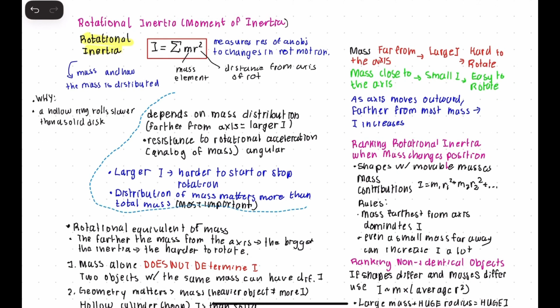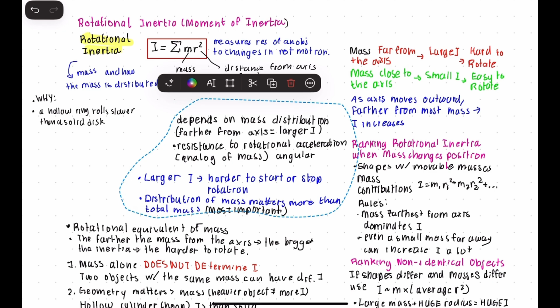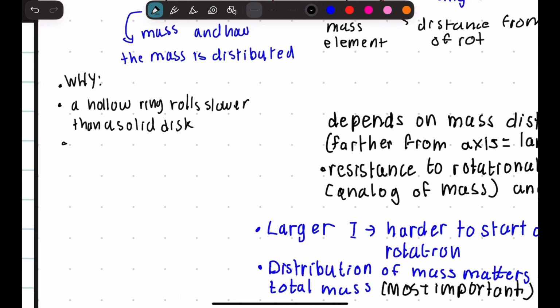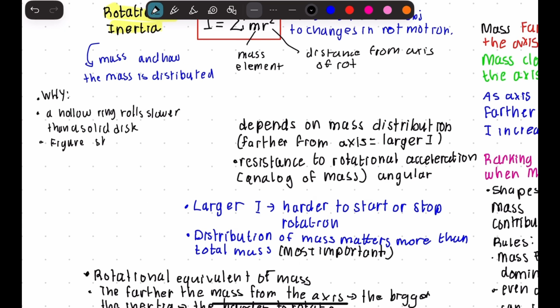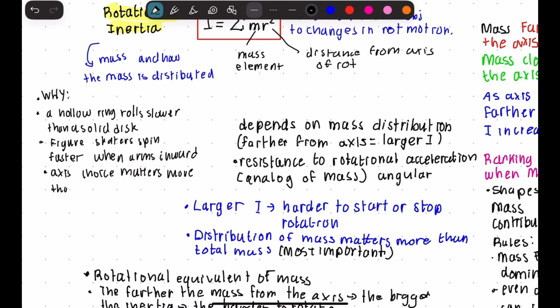Let's actually move these over a bit. And also this explains why figure skaters famously spin faster when arms are inward. And this is why axis choice matters more than object shape alone.